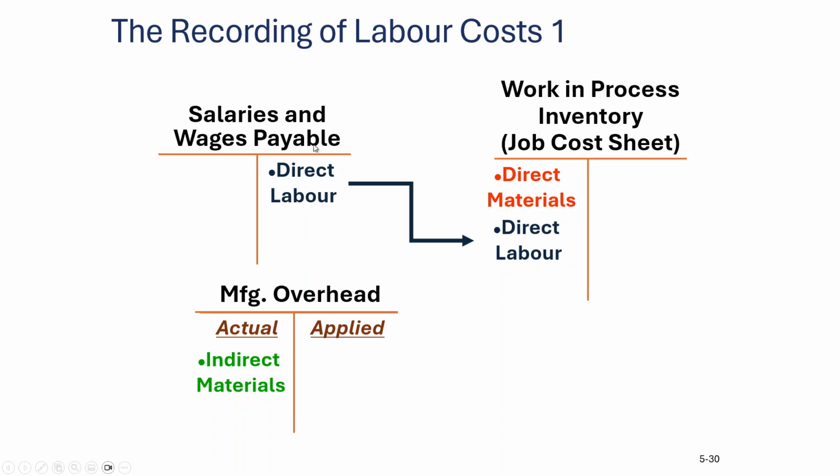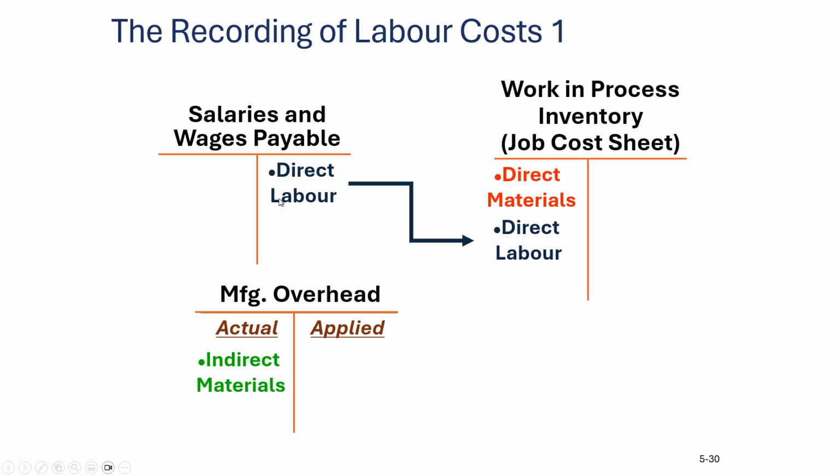So I debit salaries, wages payable. From there it goes to the job. So you see there we are not transferring to expenses because this is manufacturing cost, right? This is a product cost, not a period cost. So what we do is we put them on a balance sheet until the job is complete.